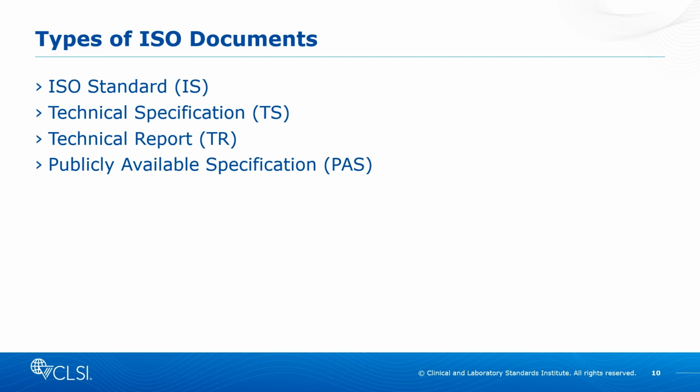A publicly available specification may contain normative provisions. These specifications are not allowed to conflict with existing international standards. However, competing publicly available specifications on the same subject are permitted. TC212 has not published either a technical report or publicly available specification in the recent past.